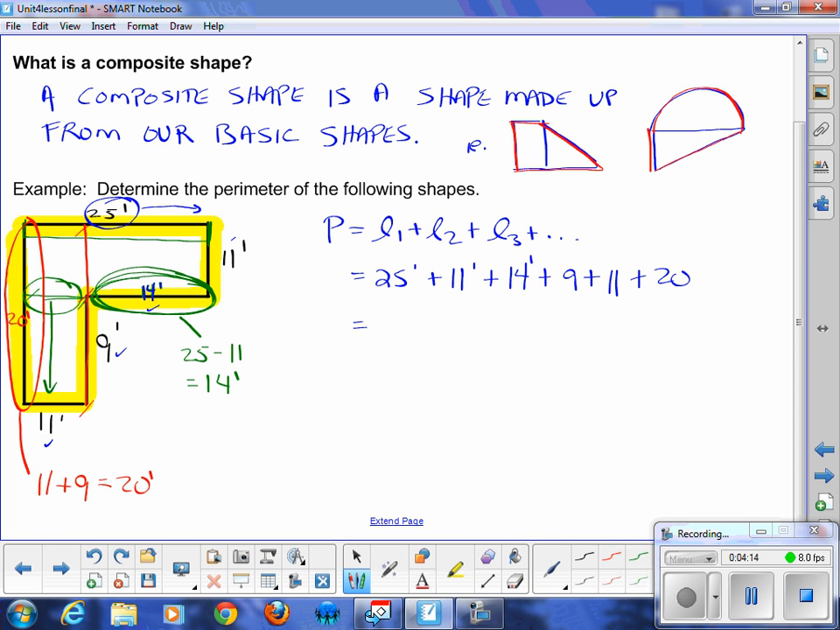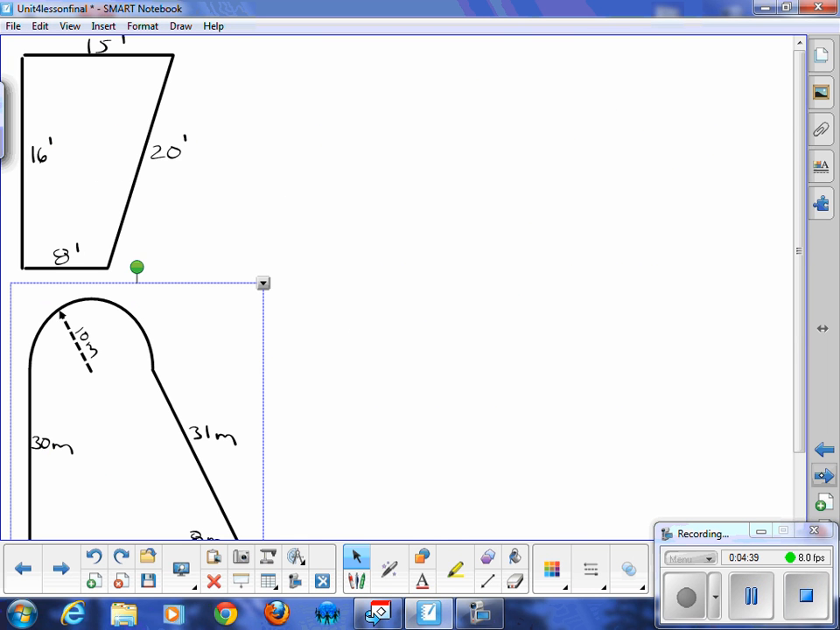So now we can go ahead and do the addition here. So we have 25, and I end up with a total value of 90 feet. So it's a total of 90 feet to go around this object. So therefore, perimeter is 90 feet. There we go. A couple more examples then.